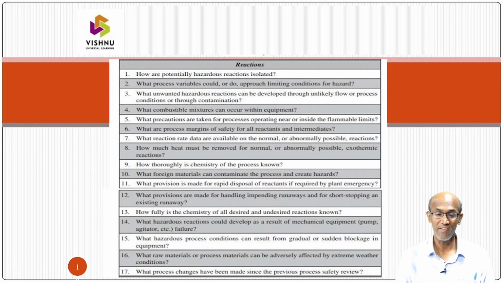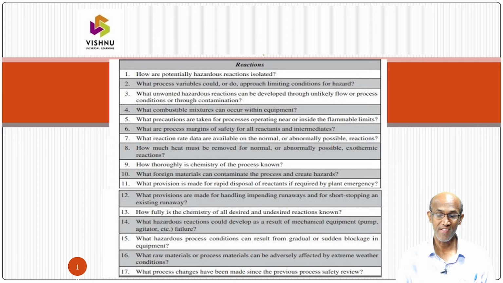How fully is the chemistry of all desired and undesired reactions known? What hazardous reactions could develop as a result of mechanical equipment failure? What hazardous process conditions can result from gradual or sudden blockage in equipment? What raw materials or process materials can be adversely affected by extreme weather conditions?